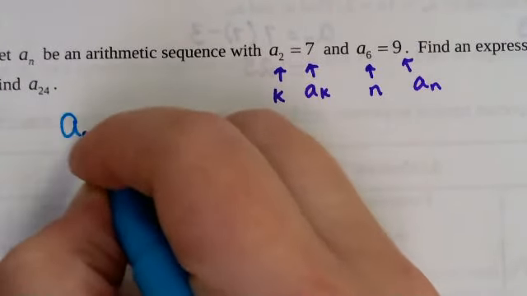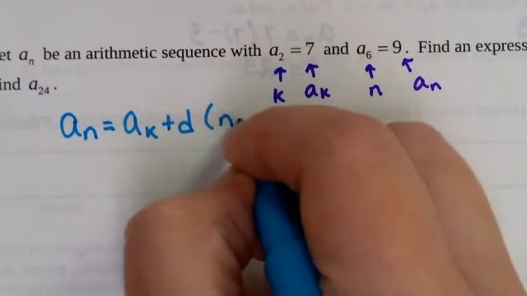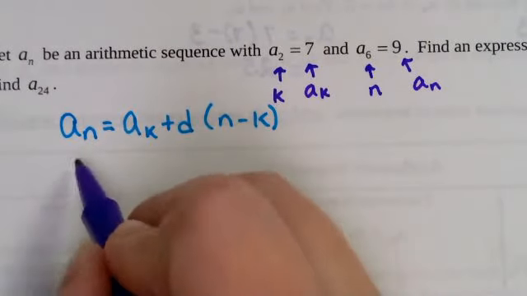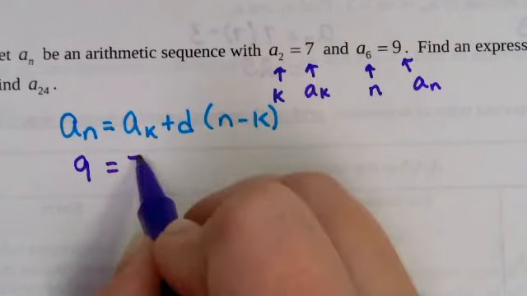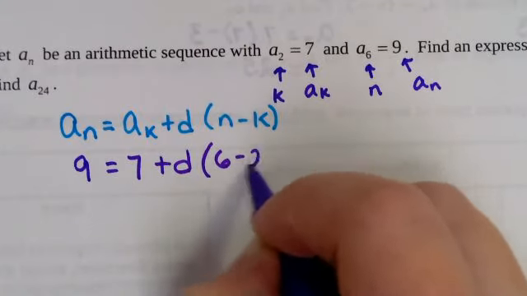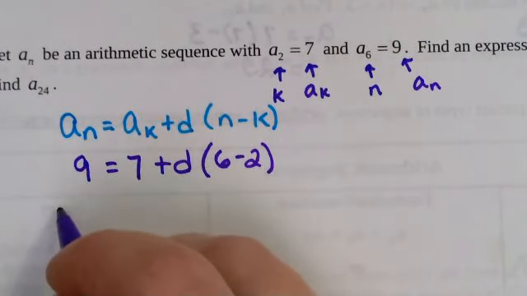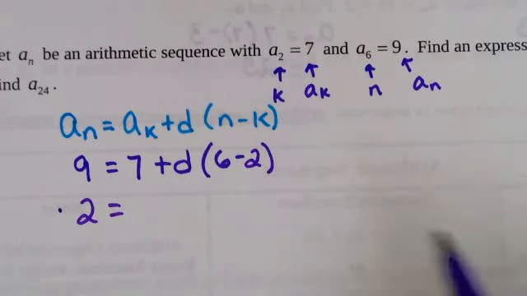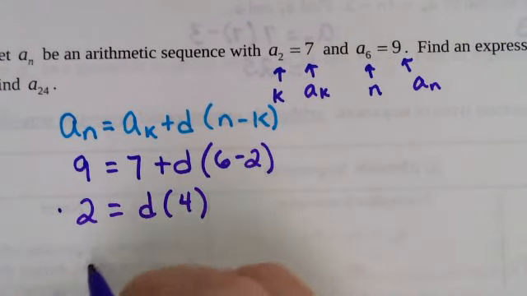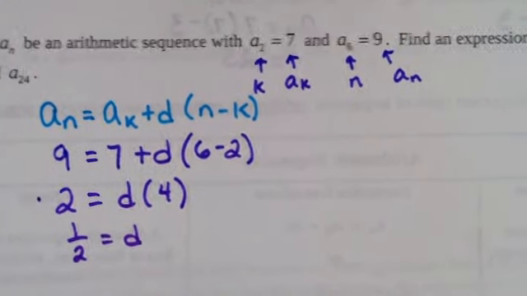So I'm going to rewrite that generic form. It says a sub n equals a sub k plus d times n minus k. Well, if I said that a sub n is going to be 9 for this purpose, a sub k was 7, plus we don't know the common difference, but n was 6 and k was 2, then what we're able to do here is solve for that common difference. Subtract 7 on both sides, and you end up with 2 equals d times 6 minus 2, 4. If you divide both sides by 4, 2 divided by 4 is 1/2. That's our common difference. So that would give me a way to write my equation.